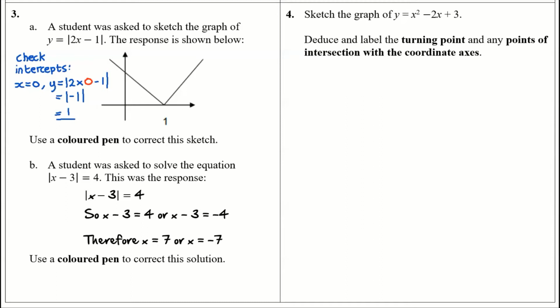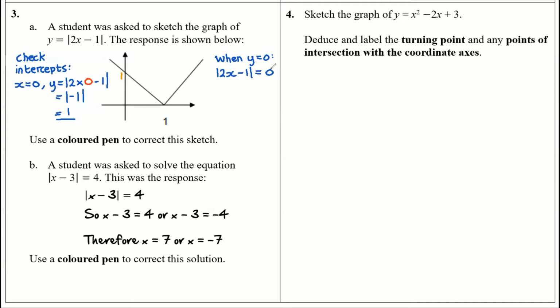In fact, I'll just label that in a different color. So this y-intercept would be 1, which isn't labeled, which they probably should have done. And now we can check the x-intercept. So this is when y equals 0. So when y equals 0, we have to solve the equation, when does the modulus of 2x subtract 1 equal 0?